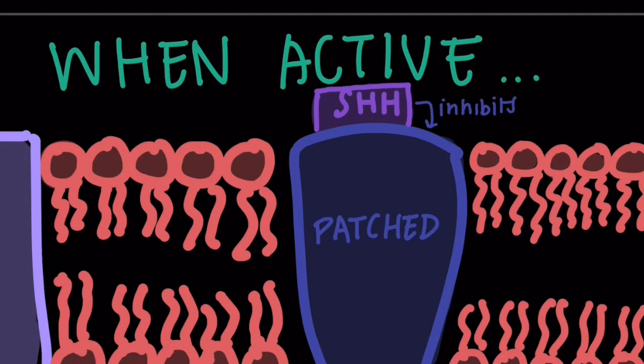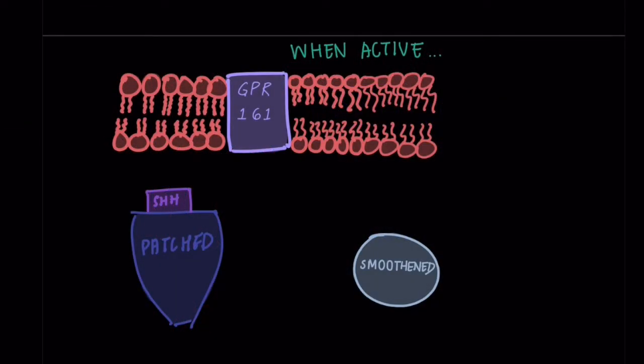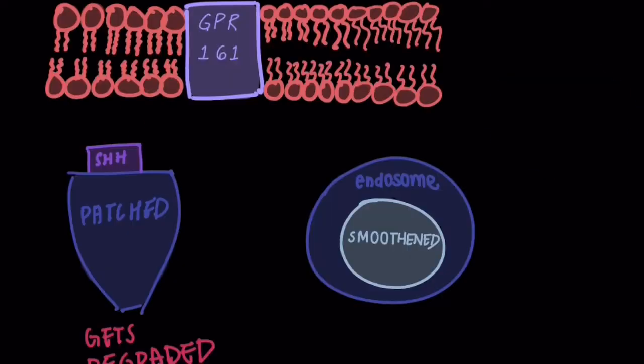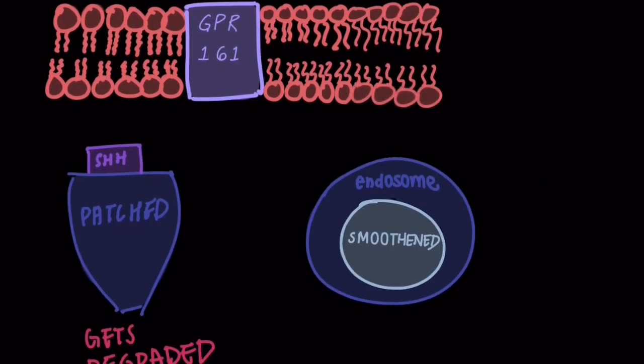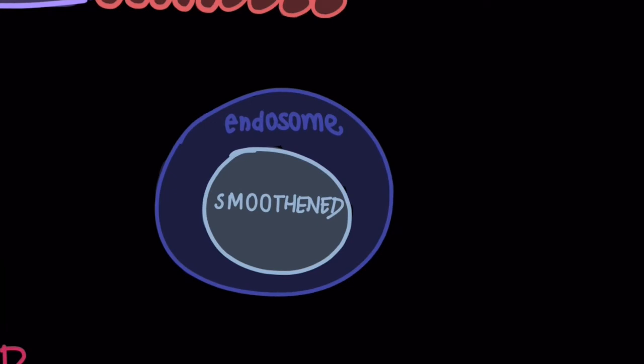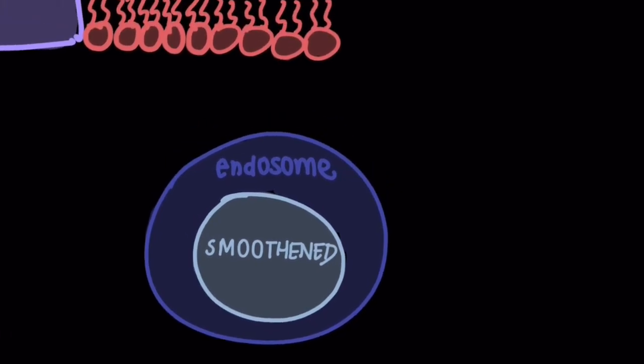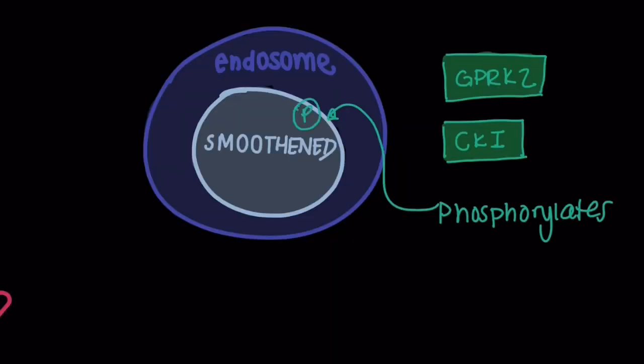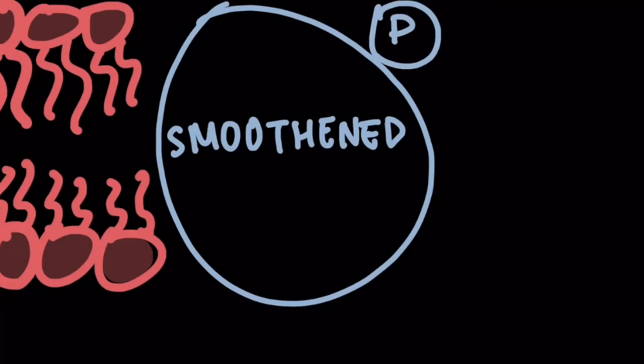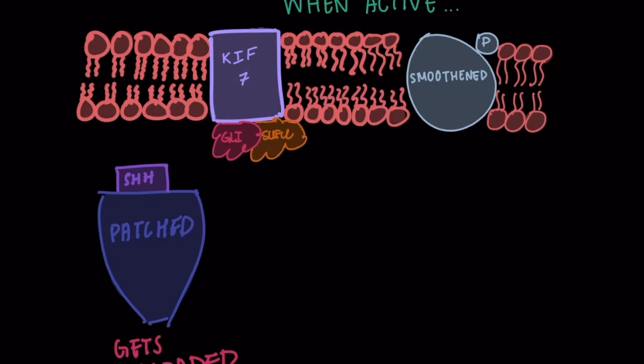Sonic Hedgehog inhibits Patched by binding to it, and Patched makes its way into the cell membrane. Since Patched cannot inhibit Smoothened anymore, Patched and GPR161 then leave the membrane and get degraded by a proteasome. Smoothened that is enclosed by an endosome gets phosphorylated by all the proteins shown next to it and makes its way into the membrane that way.